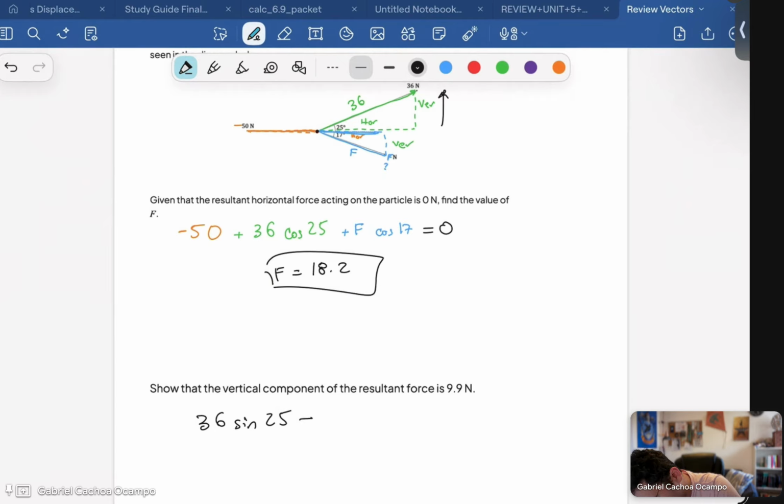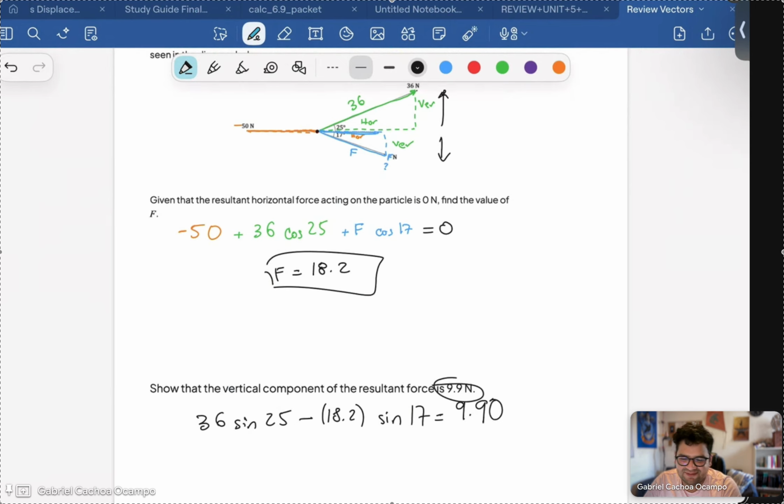These physics people. Minus F, that I already know is 18.2, times the sine of 17. You put that into your calculator, and that is 9.90. So it is actually 9.90. I hated this problem. Hated it.